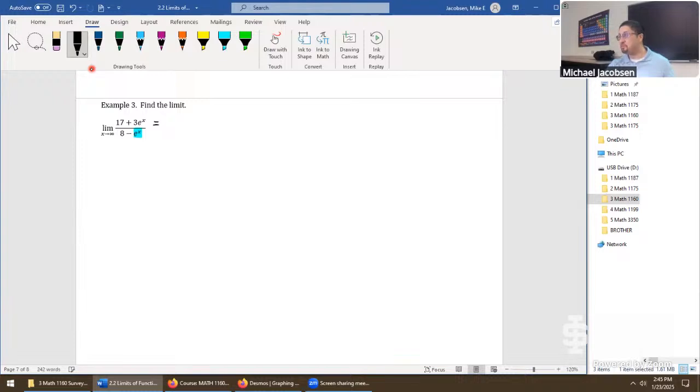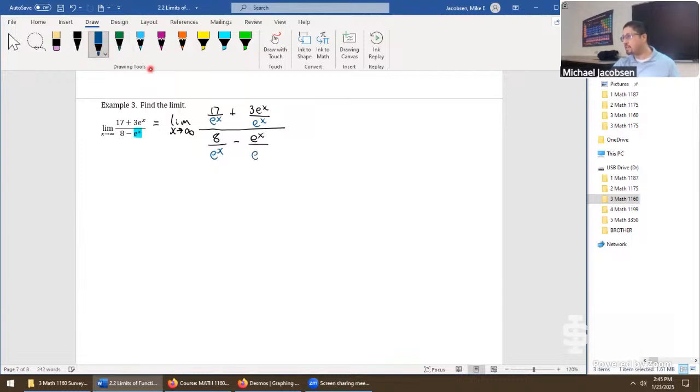But as we said before, if you look at this really closely, you might notice there is a shortcut even on this one. Let's take this limit by first going, it's the limit as x goes to infinity. 17 is being divided by e to the x plus 3e to the x, also divided by e to the x. And rinse and repeat for the denominator as well. 8 over e to the x minus e to the x over e to the x.